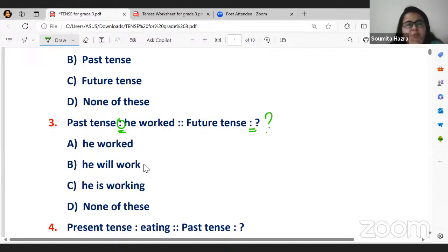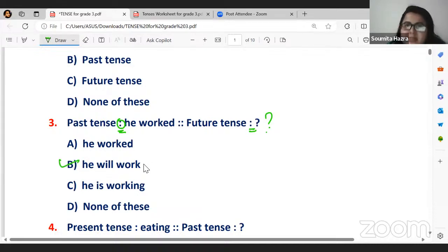Option number A, he worked. Option number B, he will work. Option number C, he is working. Option number D, none of this. Which one is an example of future tense? Number 3, B, he will work.